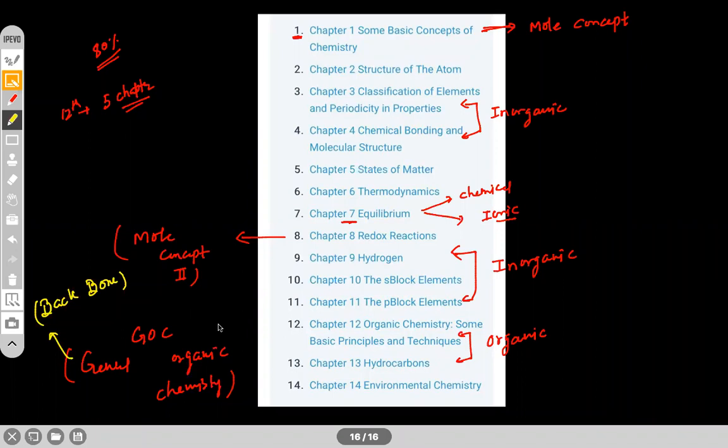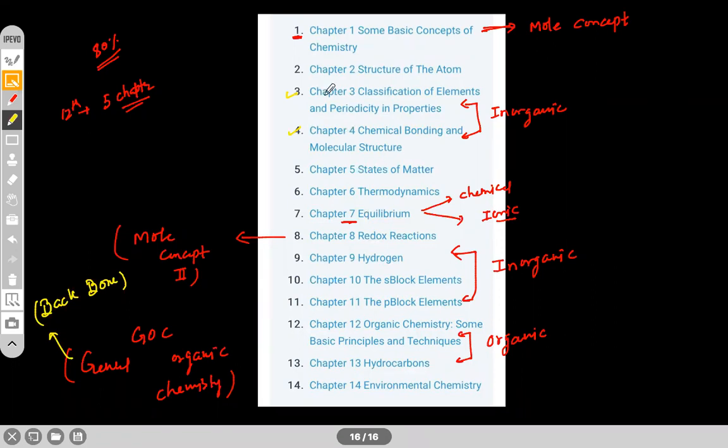So we'll do this. Then you have periodicity and chemical bonding. After these two chapters, you can study a few chapters of inorganic chemistry on your own also. Here we'll discuss a few terms in these two chapters which you are going to use in other chapters of chemistry.